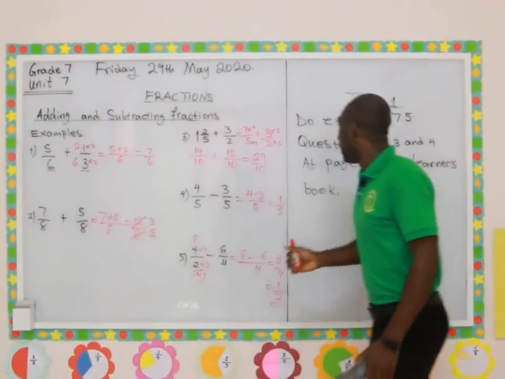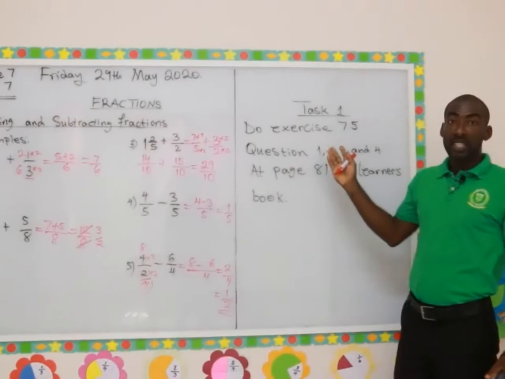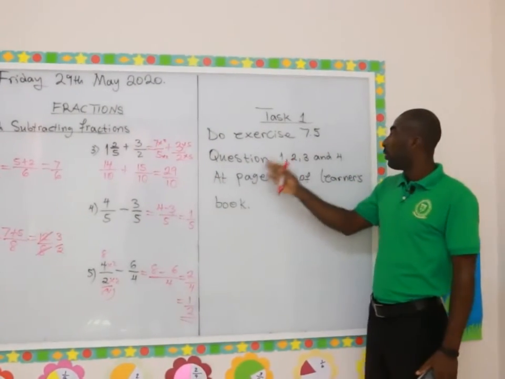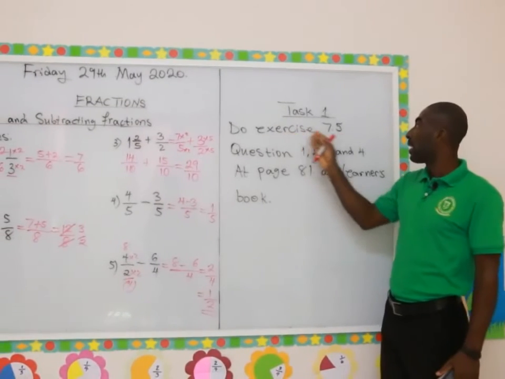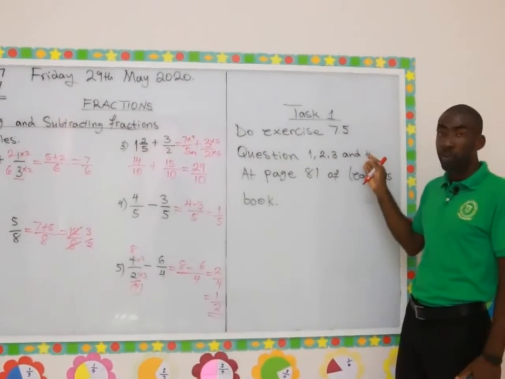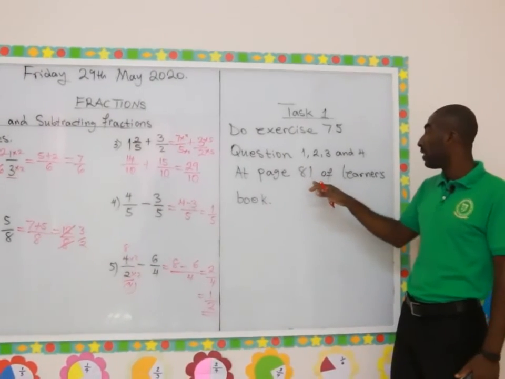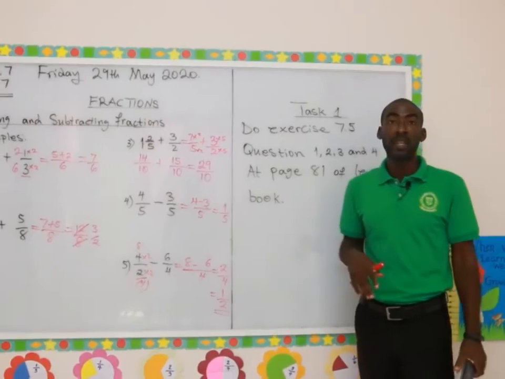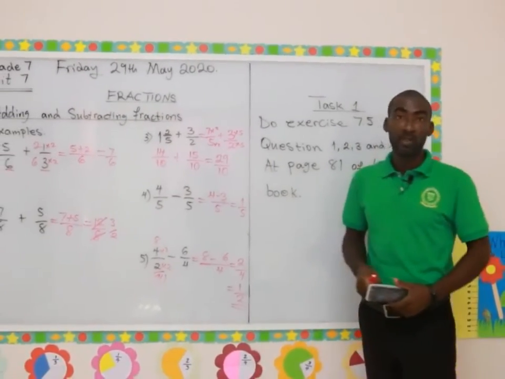Okay. Now we go to our first activity for this lesson. You have your questions from exercise 7.5. You do questions 1 up to 4. You'll find this at page 81 of the learner's book. You complete all questions there, then you send for me to check for you.